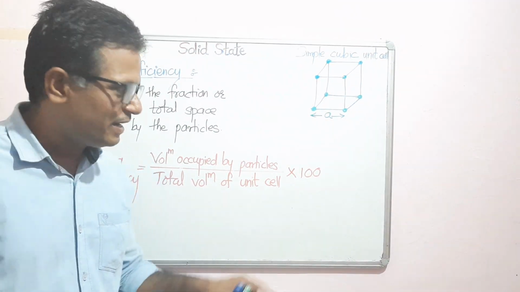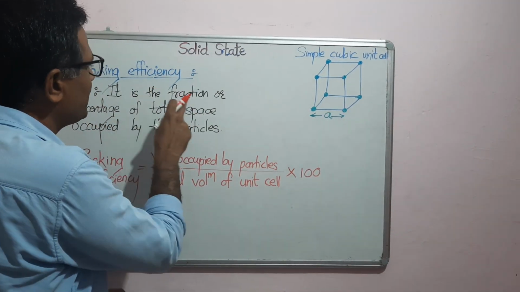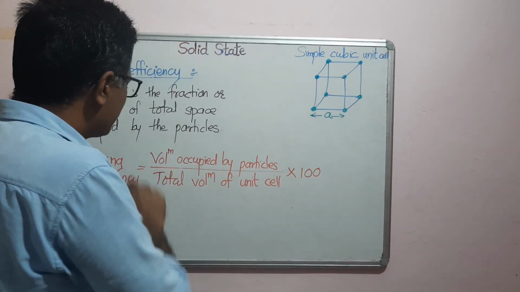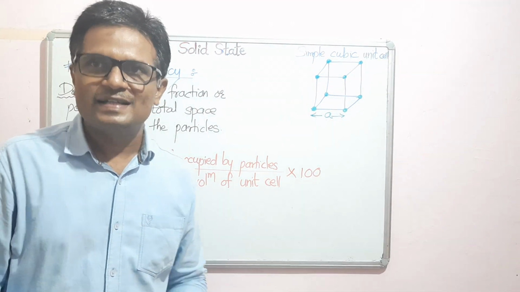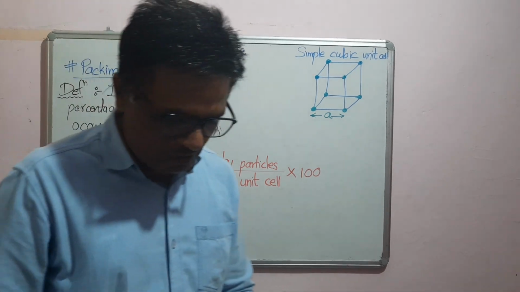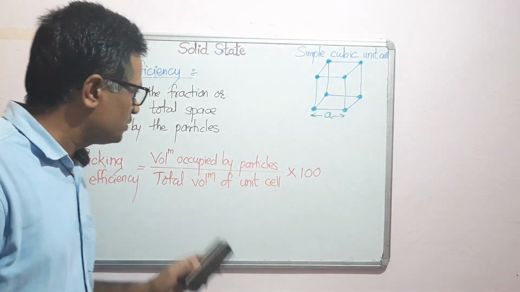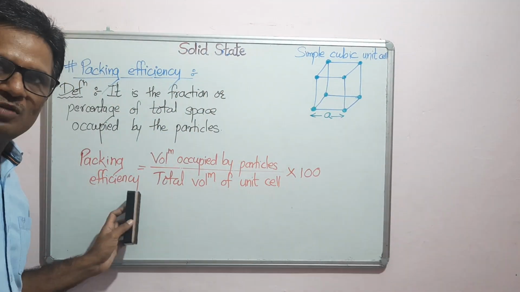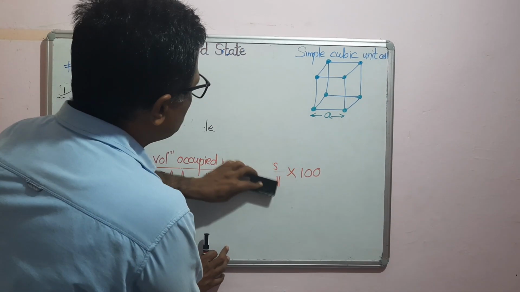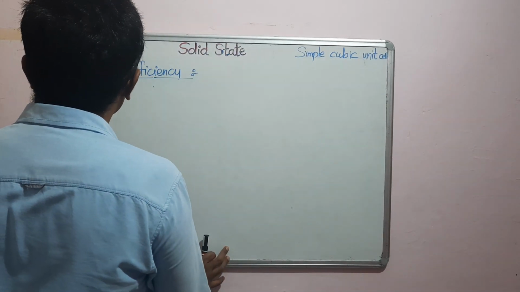If you don't multiply by 100, then whatever number you get is called the packing fraction. But if you multiply it by 100, you will get the packing percentage, or packing efficiency in terms of percentage. So with the help of this formula, we are going to discuss how to find the packing efficiency in the case of simple cubic unit cell. So this is about the definition and the formula to calculate the packing efficiency. Then we will see how to find the packing efficiency of the simple cubic unit cell.